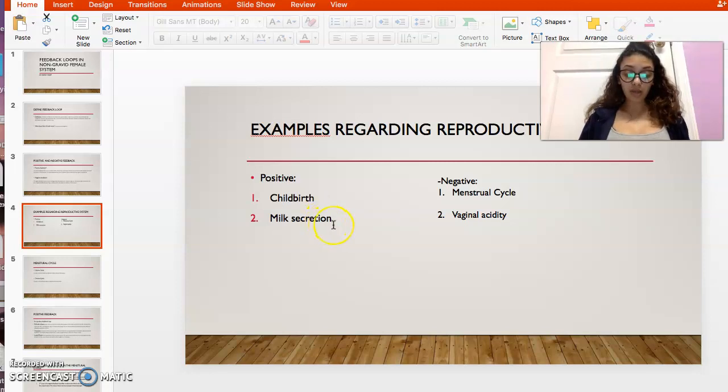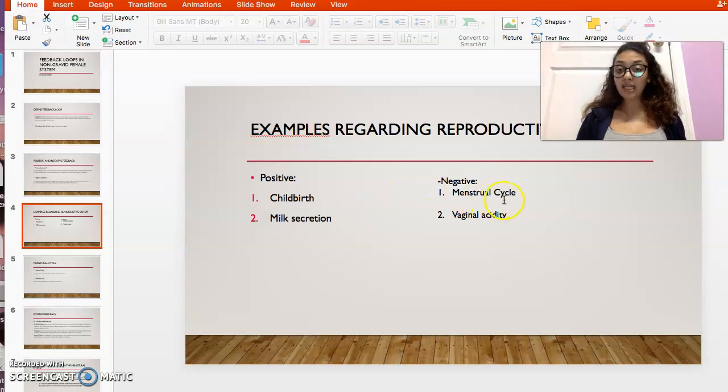Milk secretion, on the other hand, is also a positive feedback. It's the suckling action of an infant that produces prolactin, which leads to milk production. So the more suckling leads to more prolactin, which in turn leads to more lactation. This is considered positive feedback as the product, which is milk, produces more suckling and more hormone.